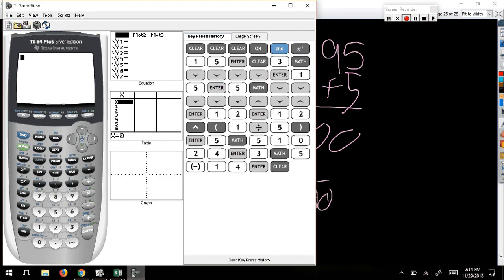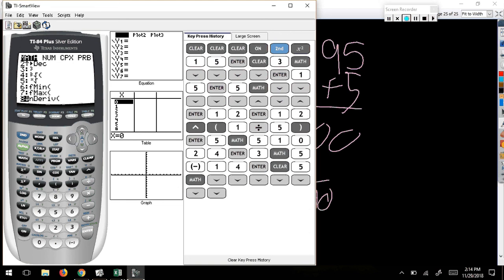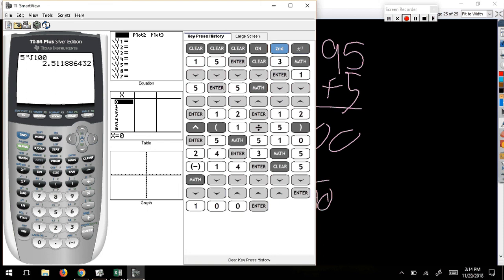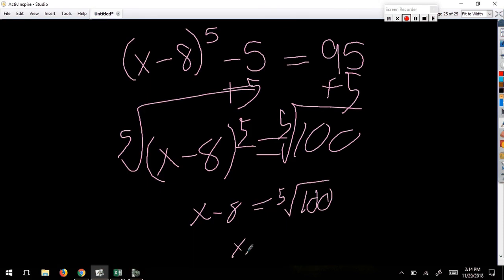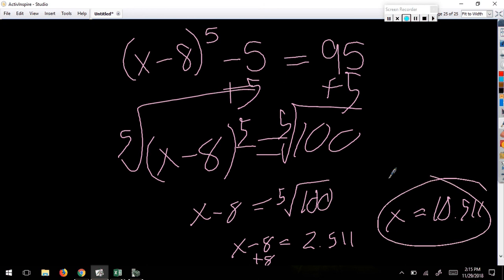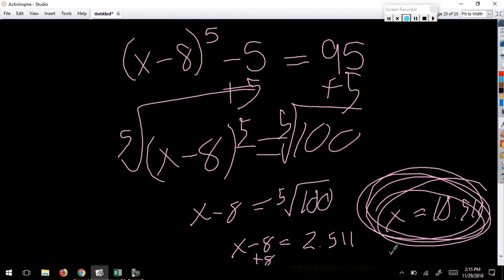I don't know how to put it in the calculator. Actually, I need to learn how to do it on that calculator because I don't have this type of calculator. You're demonstrating it for the class. This thing's just glitching. 2.511. It's right though.